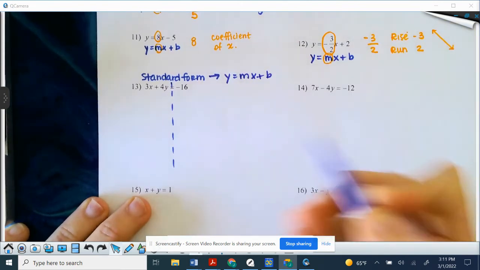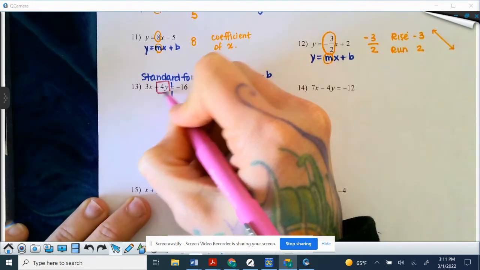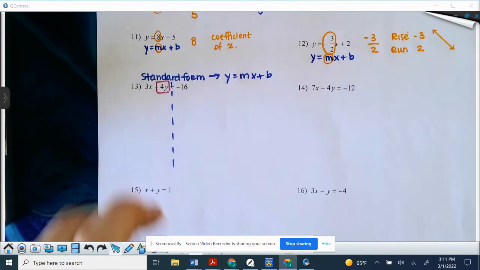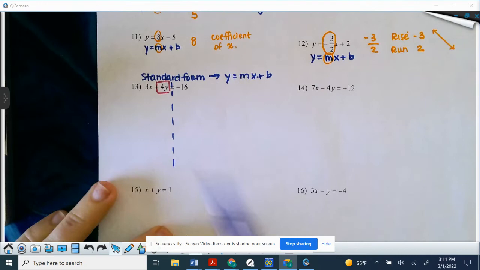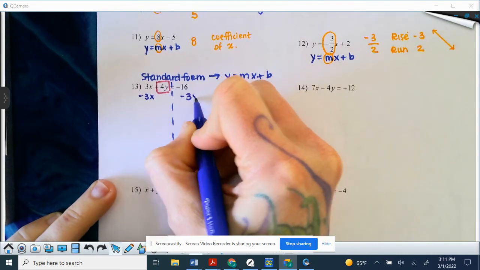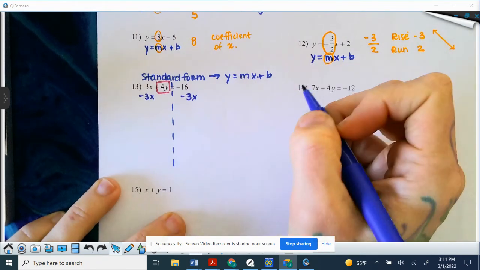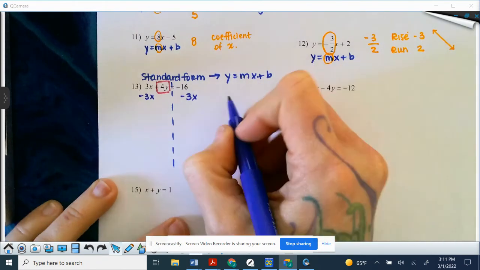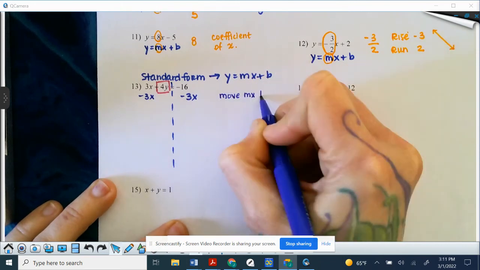So we want y by itself. So this is the guy we want by itself. So the 3x is the first thing we can move. In this case, we want to subtract because it's positive. So your first step would be, I guess, theoretically, to identify your y, see where it is, but move mx to the other side.